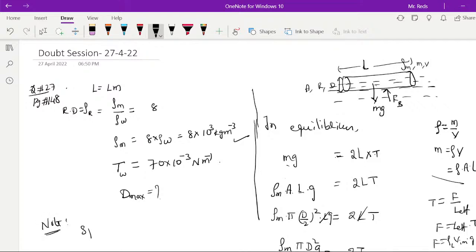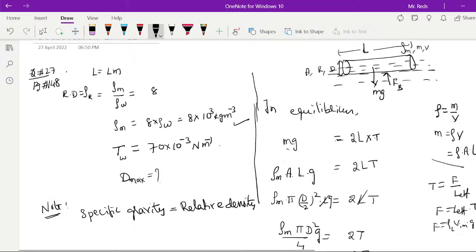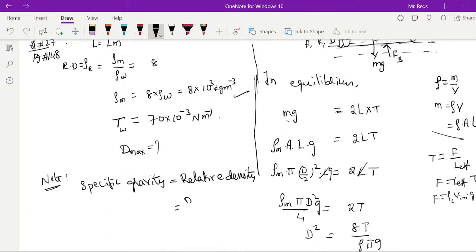Note. Specific gravity is also called relative density. It is defined as the density of the material or substance divided by the density of water. Water is the reference material here. More specifically, density of material by density of water at 4 degrees Celsius.